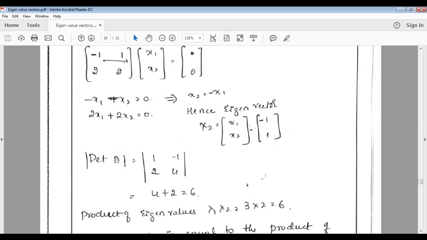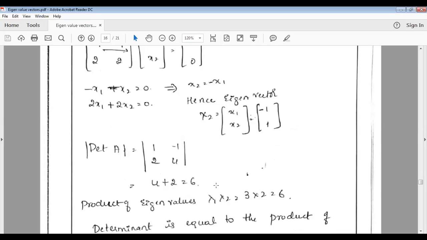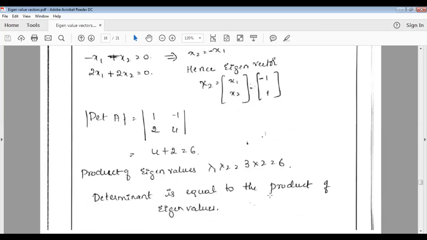The original matrix A is 1, minus 1, 2, 4, and the determinant of A is 4 plus 2, which is 6. And the product of the eigenvalues, lambda 1 into lambda 2, is 3 into 2, which is also 6. So I've also verified the second, right? And I've also found the eigenvectors.